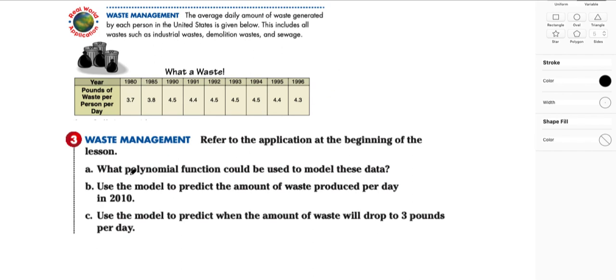What we're asked to do is to write a polynomial function that can be used to model the data. Then we're asked to use the polynomial function for prediction purposes. And that's really the reason why mathematicians gather data, try to find an equation that fits the situation, so there's prediction that can be done, so we can use that data to kind of help us get information. So let's get started. We're going to go back over to Desmos.